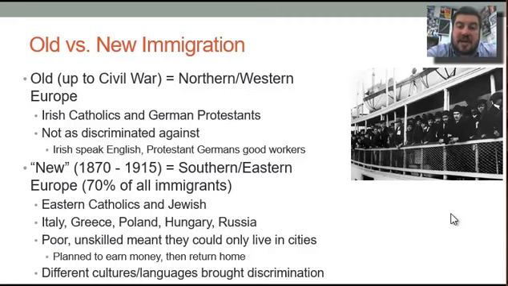Most of them are poor and unskilled, which means they can only live in cities and do unskilled labor at some sort of factory. Some of them even plan to earn money here and then return home. Their different cultures and languages brought discrimination against these groups of people.